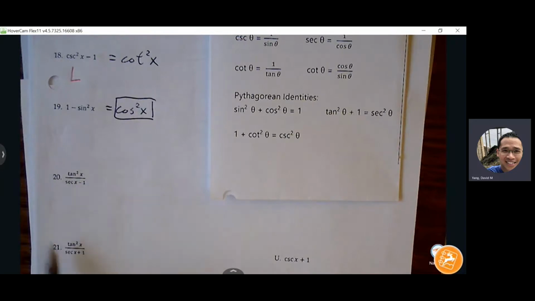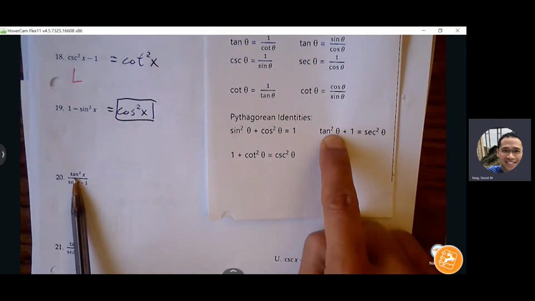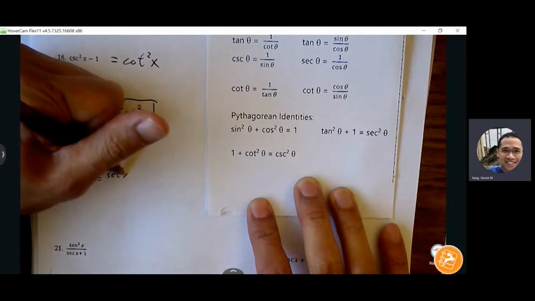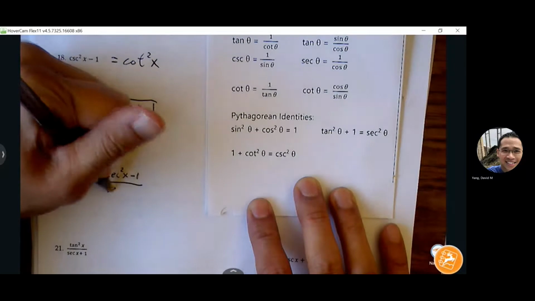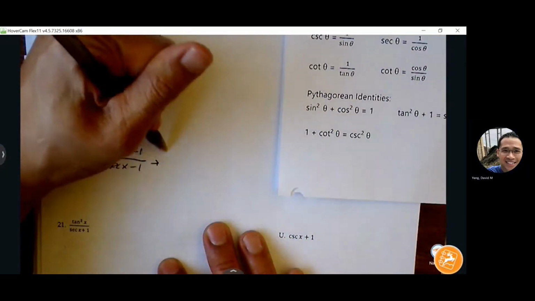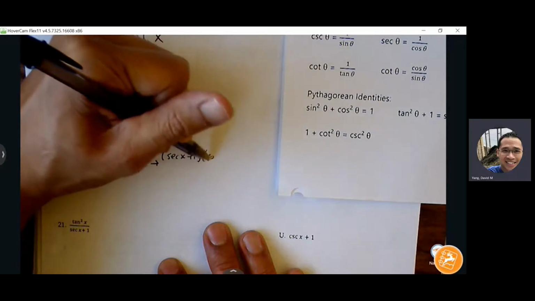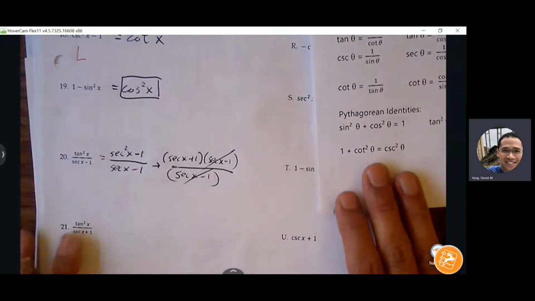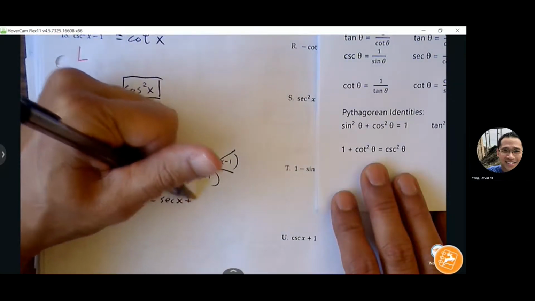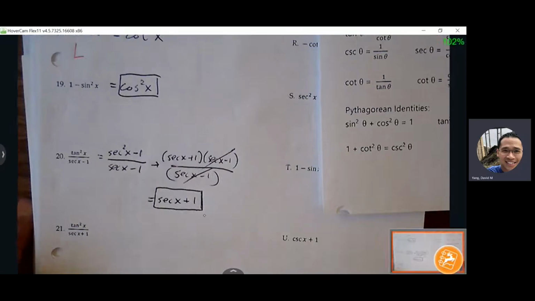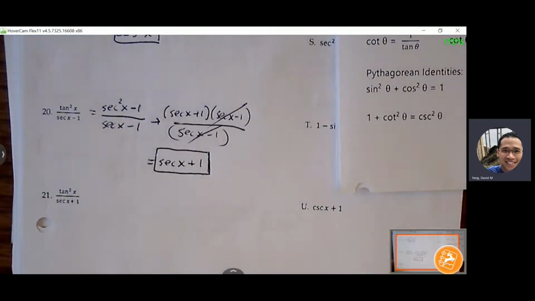Number 20 and 21, they're both kind of similar. I'm drawn to that x, the numerator. I know I can play with that numerator to get it to be a different form. I know tangent squared is equal to secant squared x minus 1. Perfect squares in the numerator. Continue breaking that down. 21 is virtually the same problem. We're just canceling out a different parentheses.